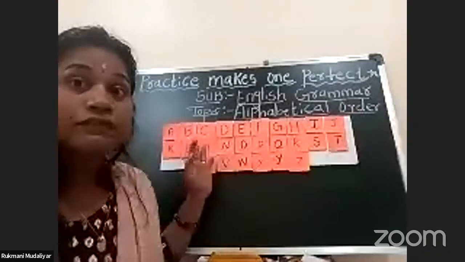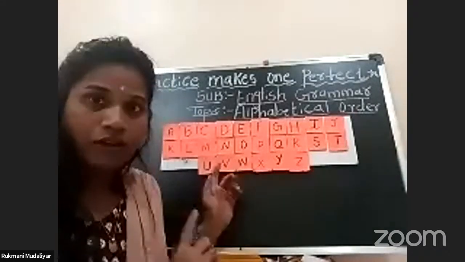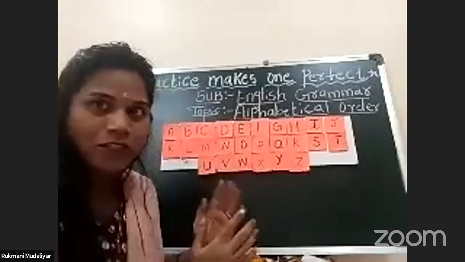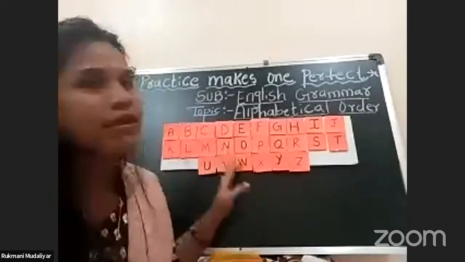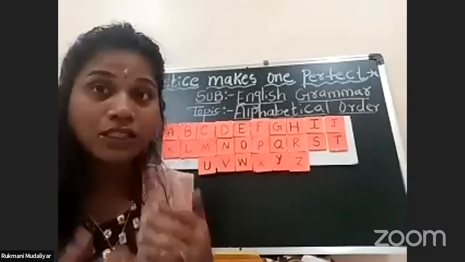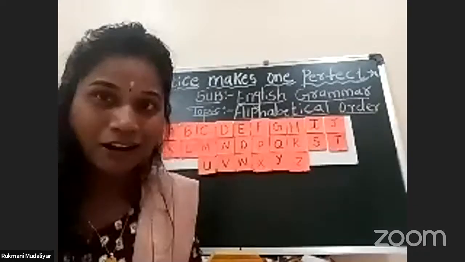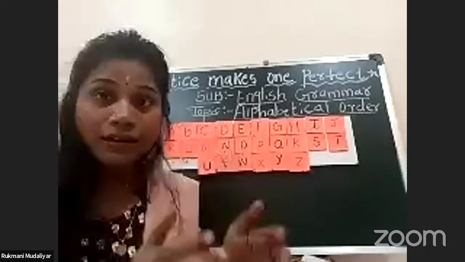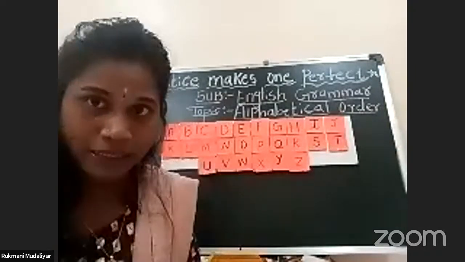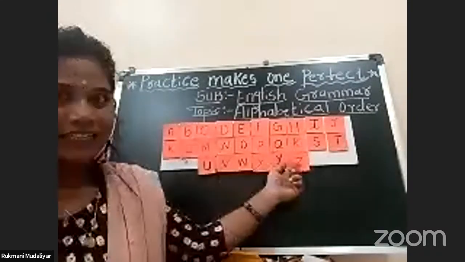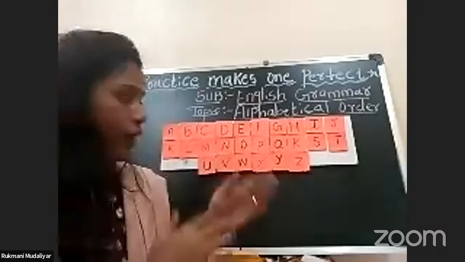We don't say that A is an alphabet. We say that A is a letter. All these letters together combine and make an alphabet. Okay, children? See, children, when we sing a song on the alphabet, in A, B, C order, we can't sing any other way, is it or not? So in today's topic, we are going to learn how to arrange words in alphabetical order. Alphabetical order means this is the order, A to Z. In this form, we have to arrange the words that are given.